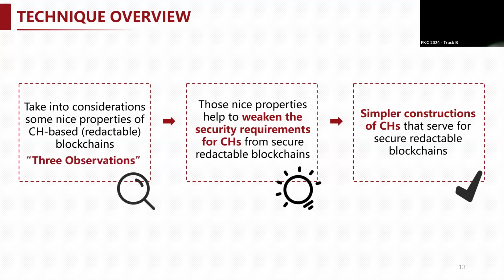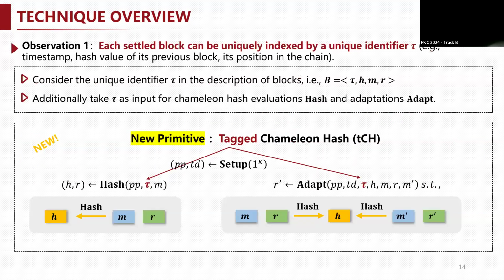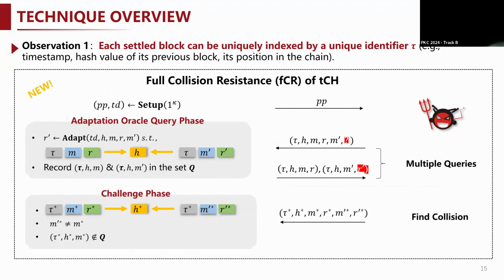First, we have 3 observations about the chameleon hash-based redactable blockchain. Our first observation is that each block is in fact indexed by a unique identifier, like the timestamp or the hash value of its previous block. Consequently, we add the unique identifier or tag tau in the description of the blocks. And additionally, we take tau as input for the evaluations and the adaptations of chameleon hash. This gives us a new variant of chameleon hash called tagged chameleon hash. And we define full CR for tagged chameleon hash.